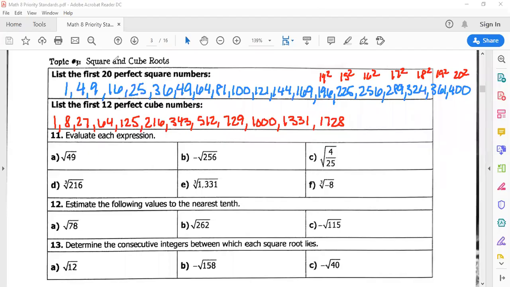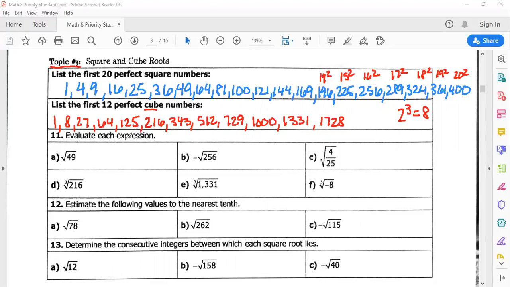All right, kids. Today we're going to be doing topic 3, right here on our first review packet. If you notice, I've listed all of the first 20 perfect squares, and the last few I labeled so you'll know which ones they are. And then the first 12 perfect cubes, which means to the third power, like 2 to the third power equals 8. We're going to use that to do this first part of the page. So go ahead and make sure you copy those down.